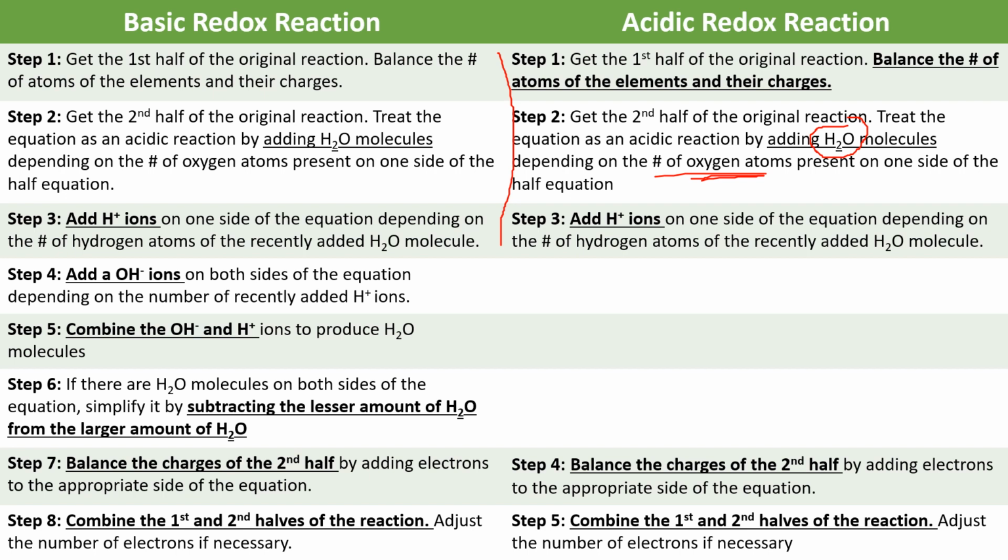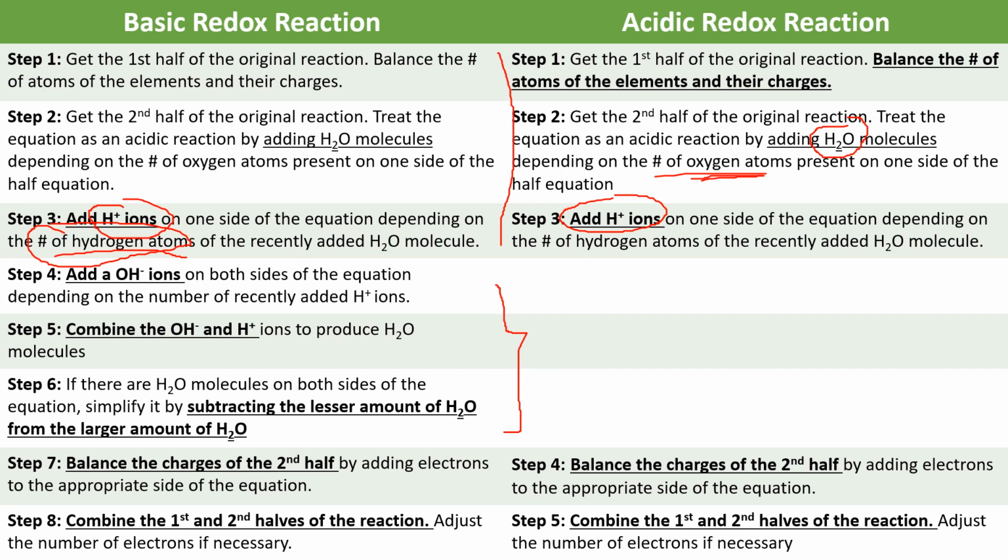Okay? And then, step 3 is to add hydrogen ions. Where will it depend? It will depend on the number of hydrogen atoms of the water molecule you recently added on step 2. So kung ilan man yung number of hydrogen atoms ng water molecule na inadd mo kanina, yun din yung number of hydrogen ions that you are going to add on this step. What makes basic and acidic redox reaction different is steps 3, 4, 5, and 6 of the basic redox reaction.